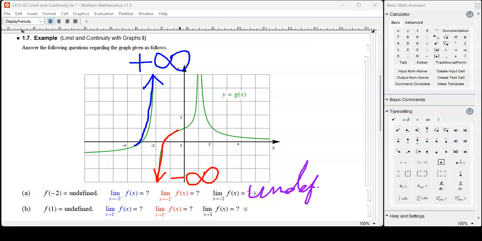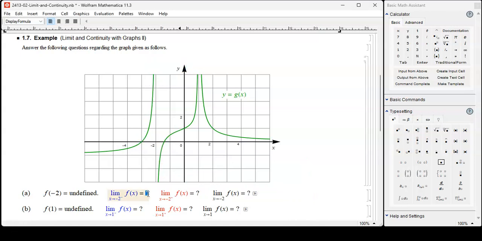Let's elaborate this. To the left, that's going to positive infinity, and to the right, the limit value is negative infinity, and there are two different infinities, so the limit is undefined. Okay, how about the next problem here?